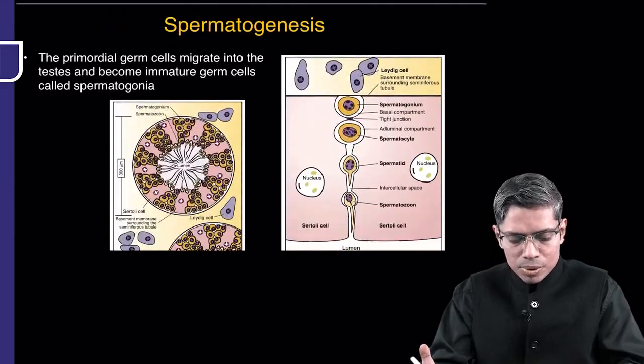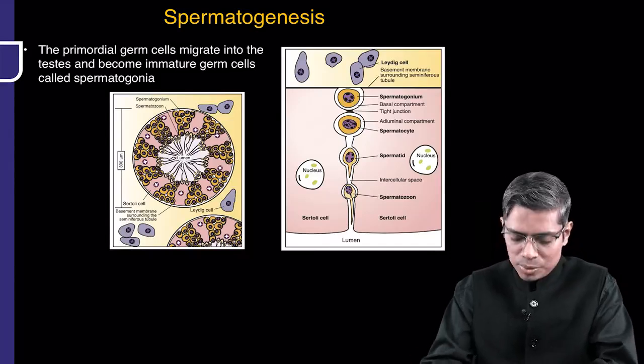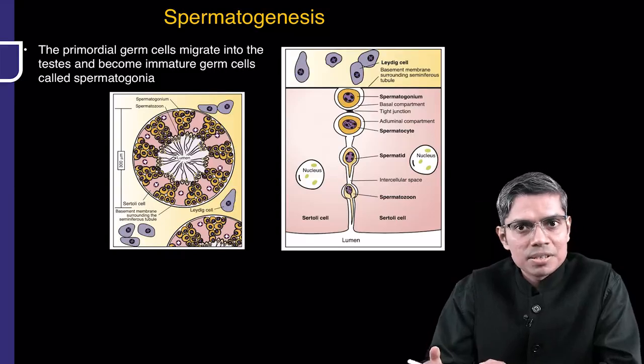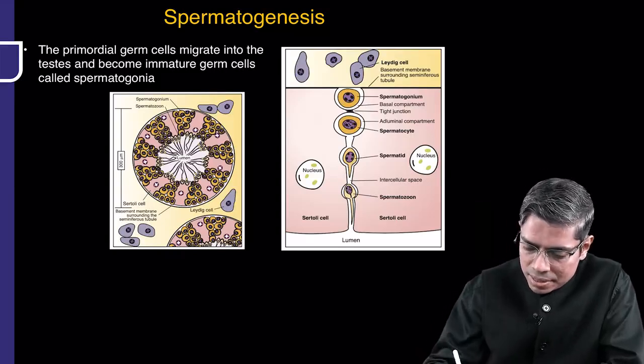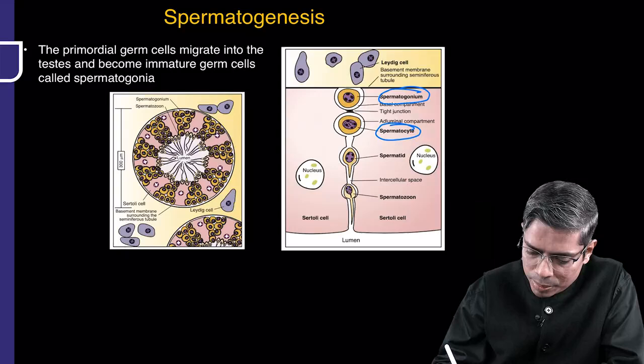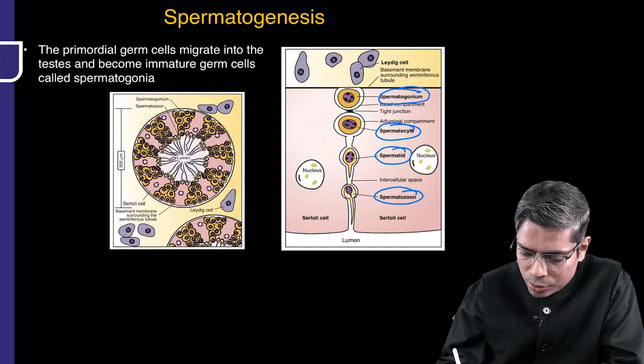Now I believe all of you know this process from your plus 2 level knowledge or from your PMT knowledge, that spermatogenesis occurs inside the seminiferous tubule. And what are the different stages? The spermatogonia cell, spermatocyte, that is primary and secondary, then spermatid, then spermatozoa.